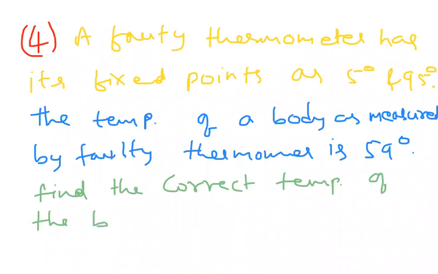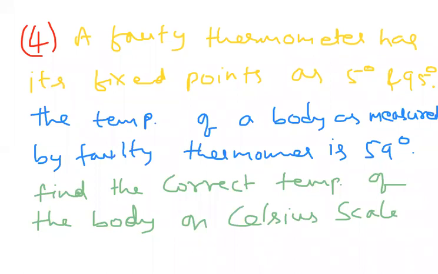They can ask on any scale; that depends on the options. In an objective exam, you have to decide according to the options. Here, it is not an objective exam, I am explaining to you, so I mentioned the scale name: Celsius scale. Generally we find it in Celsius or Fahrenheit, deciding by observing the options in competitive exams. The correct temperature of the body on Celsius scale is what they want.